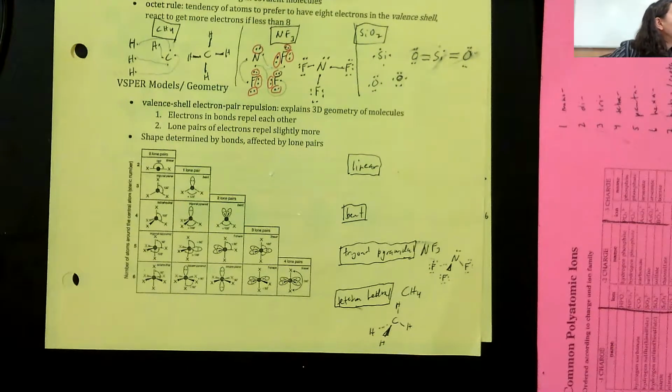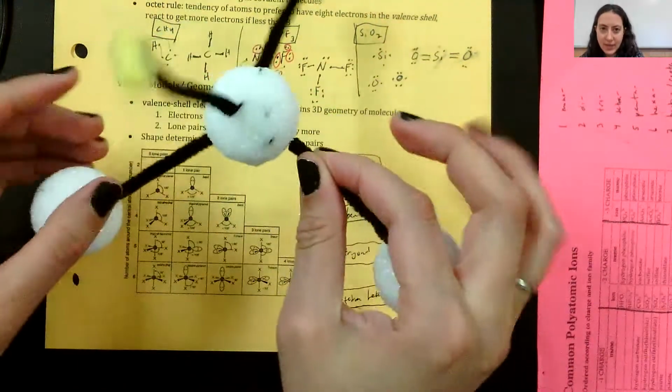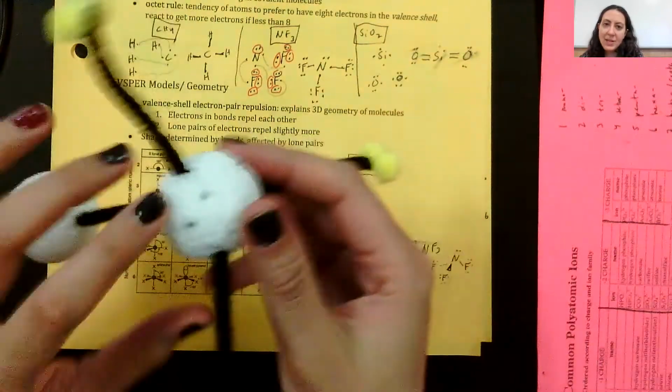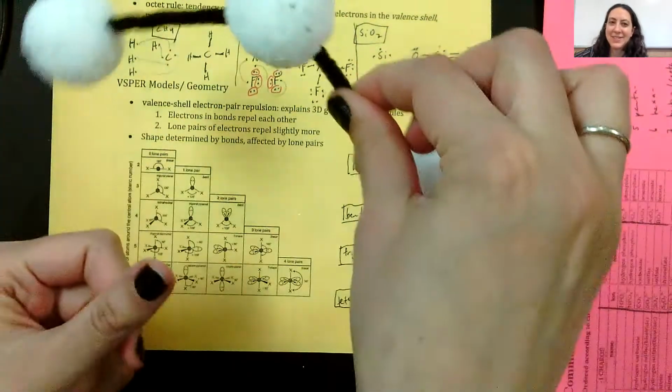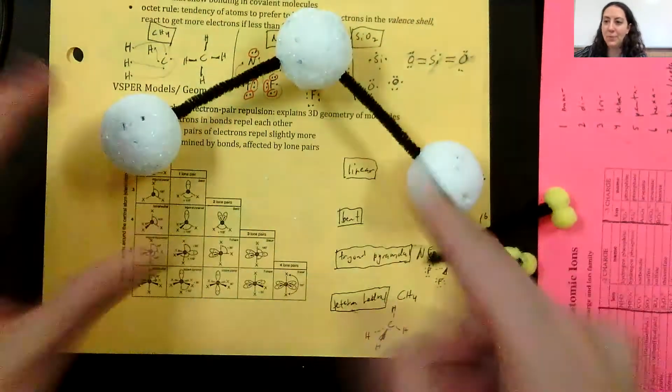Let me grab it here. Oh, I'm going to put those lone pair of electrons back on. That might be kind of helpful. Okay, here's water, the H2O. And you can probably imagine if we pop those off, this is definitely bent. Pretty obvious.